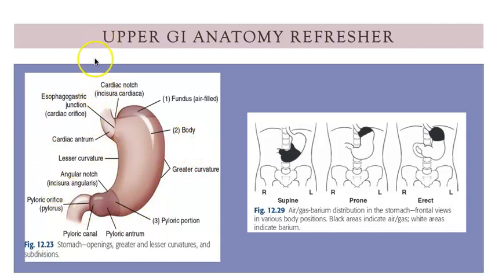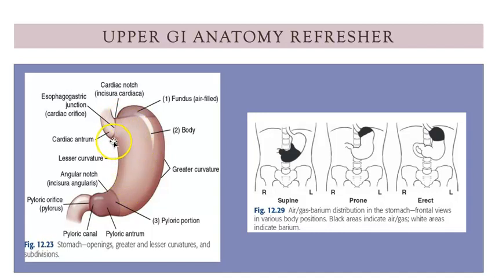Up here we did have the esophagus, but we're going to skip that for now and instead go right to the esophagogastric junction, or cardiac orifice here. The cardiac antrum is this portion specifically, right next to that junction, and above it, this notch here is called the cardiac notch.